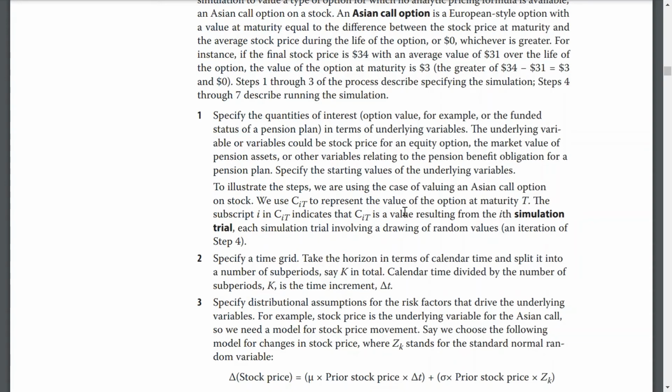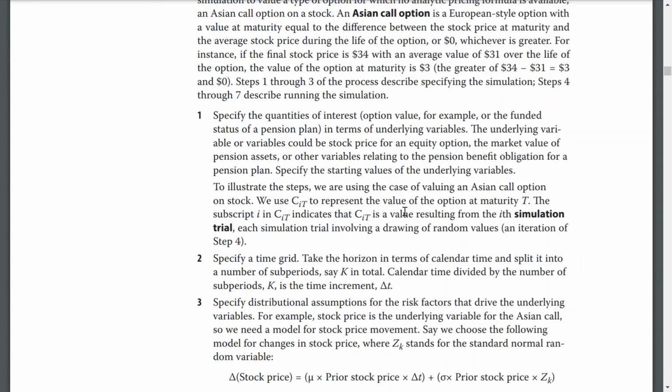The underlying variability or variables could be stock price for an equity option, the market value of pension assets, or other variables relating to the pension benefit obligation for a pension plan. Specify the starting value of an underlying variability. To illustrate the steps, we are using the case of valuing an Asian call option on stock.